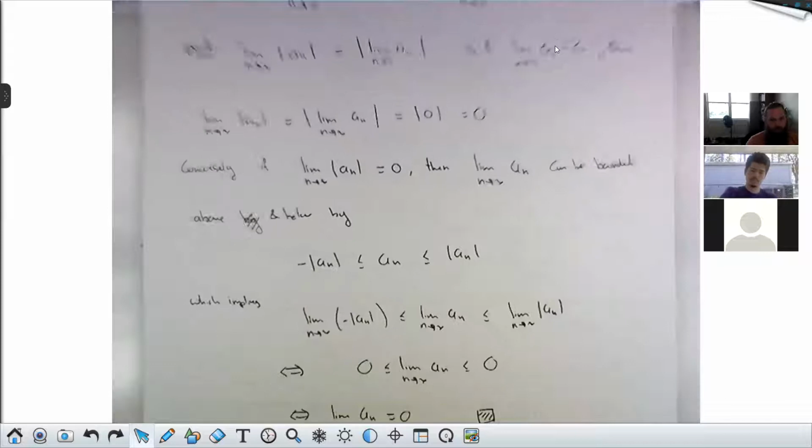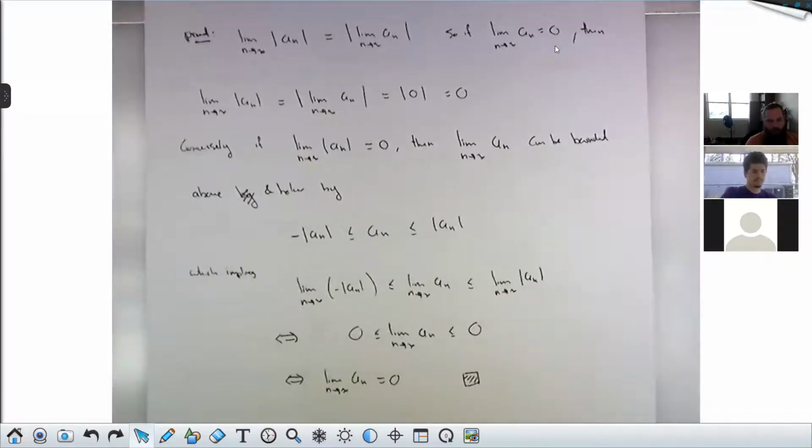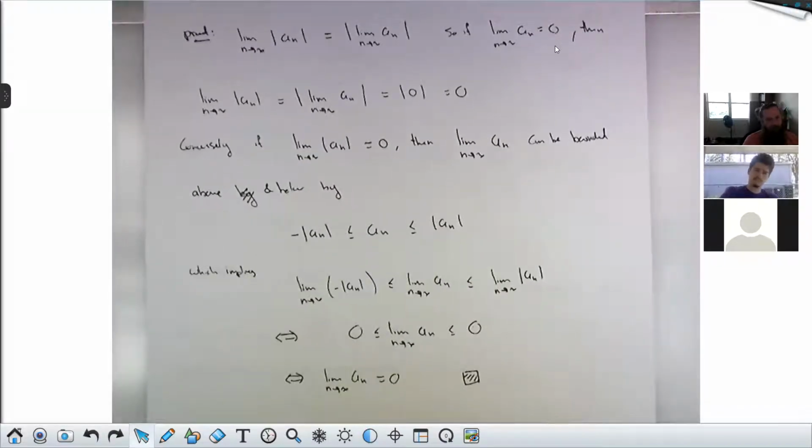So I'm showing you the proof here just because the proof is very easy. But the theorem has a great deal of utility. The idea is, if your sequence goes to 0, then so does its absolute value. And if the absolute value goes to 0, then kind of by the squeeze theorem, we can bound our sequence above and below by the negative of its absolute value and the positive of its absolute value, then take limits everywhere. And I get that my sequence has to go to 0 as well.